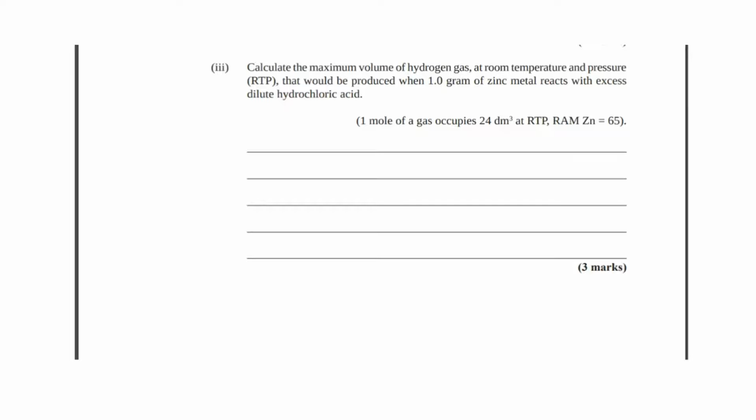So they gave us the RMM. One thing when you read a question, look at everything that they give you. So they gave us the RMM of zinc. 1 mole of gas occupies 24 dm cube at RTP. So from that RMM, we can find the number of moles of zinc.